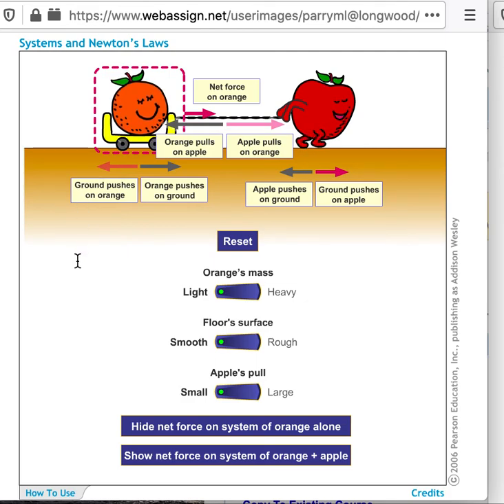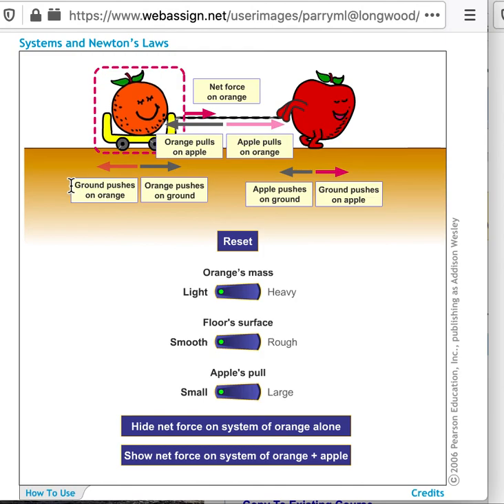Now, in this picture, part of the reason for looking at this is to consider pairs of forces according to Newton's third law. And we know that according to Newton's third law, forces are always created in pairs. And so for every force on here, we should see the pair. We can identify pairs by basically just looking at the wording. So here the apple pulls on the orange, but if I look over here, the orange pulls on the apple.